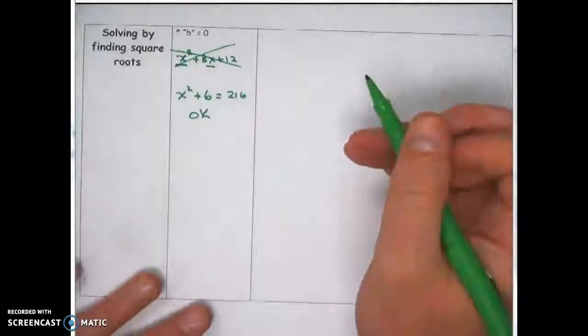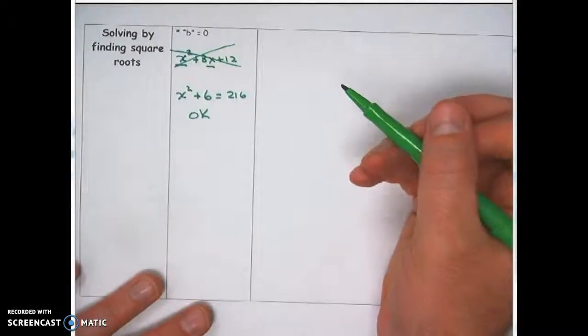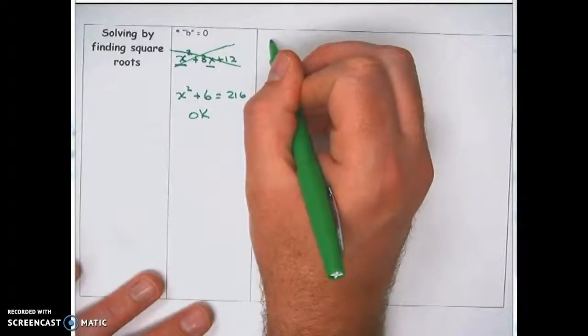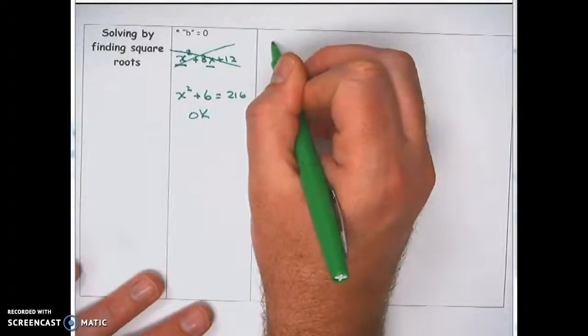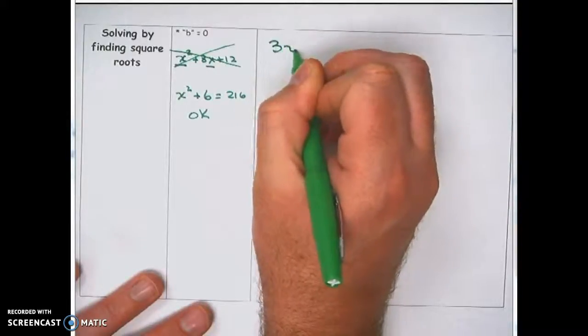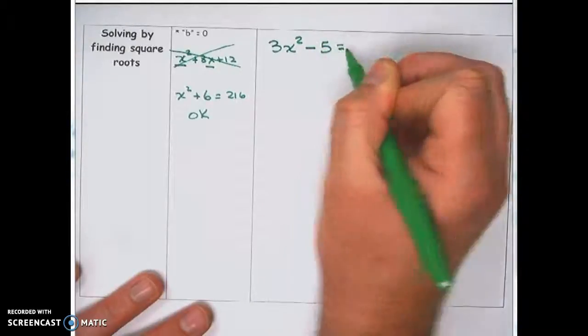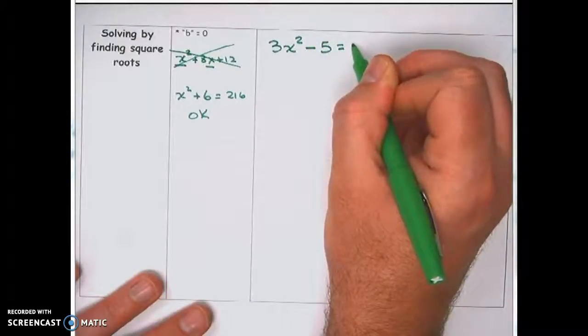We're going to look at a couple examples, because there can be a couple different types. And so let's look at two. Let's start with a problem maybe like this: 3x squared minus 5 equals, I don't know, let's say 13.